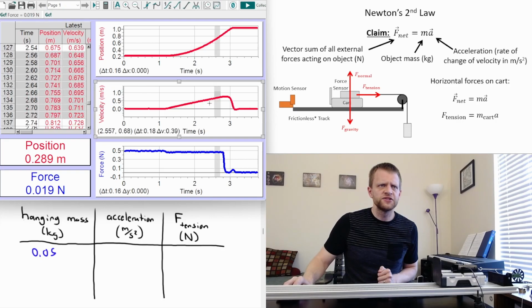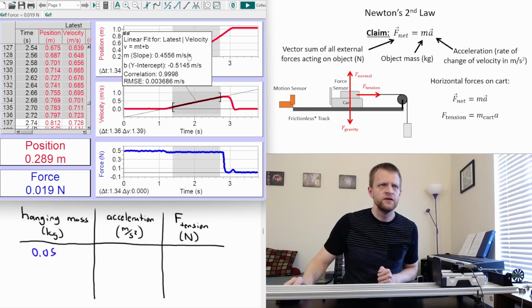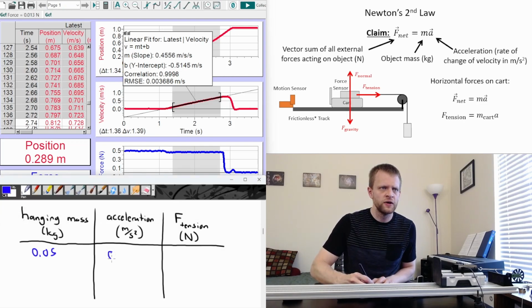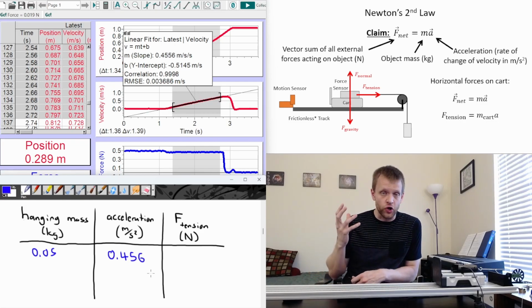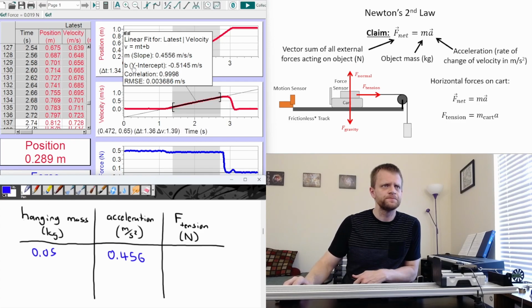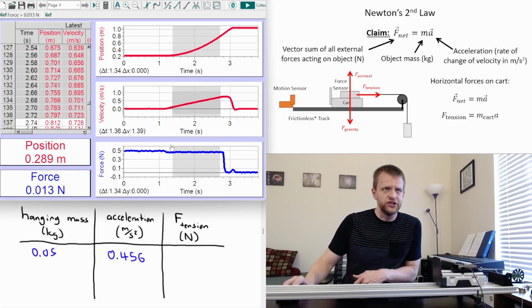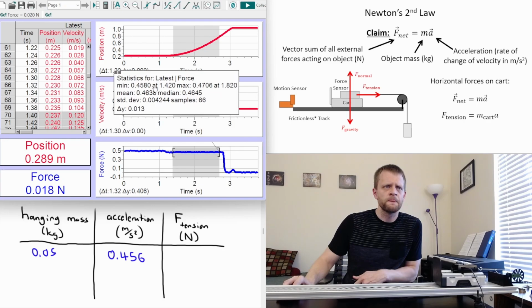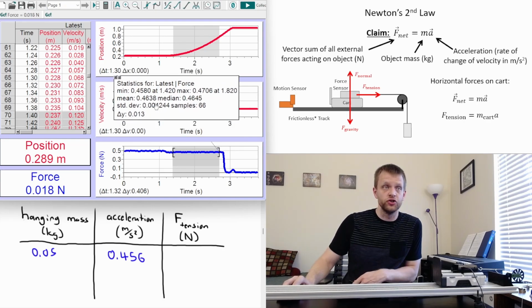So if I highlight this set of data and apply a linear fit, okay. For that first data point, our linear fit for the velocity data gives a slope of 0.456. I'll just do 3 significant figures because I don't entirely trust the last one. Again, in any measurement, there's always going to be certain amounts of both random and systematic error, and we're trying to identify those properties. So we've got our acceleration, and if I highlight the same section of data, I can use the statistics to identify the average value of the force during that time. So our force was 0.464 newtons.